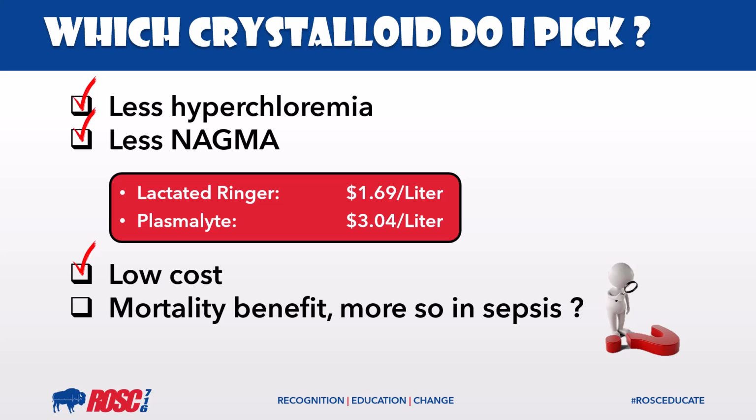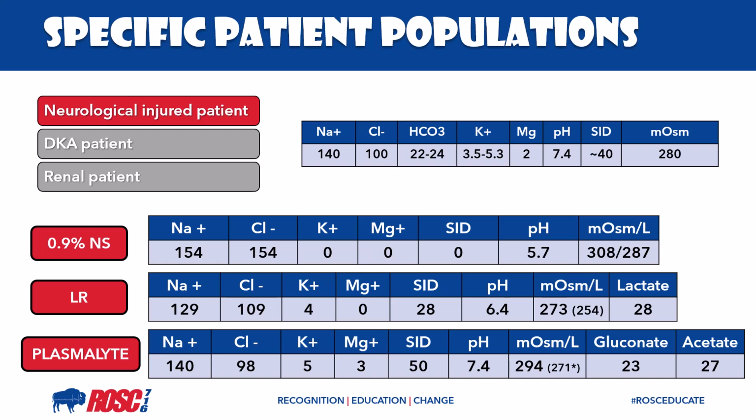Well, a balanced solution, more so Plasma-Lyte, gives me at least 3 out of the 4 of these criteria. And at the end of the day, someday that we do find a mortality reduction, that would be great too. Now let's take a look at some specific patient populations in regard to crystalloid administration. First, let's take a peek at the neurologically injured patient.